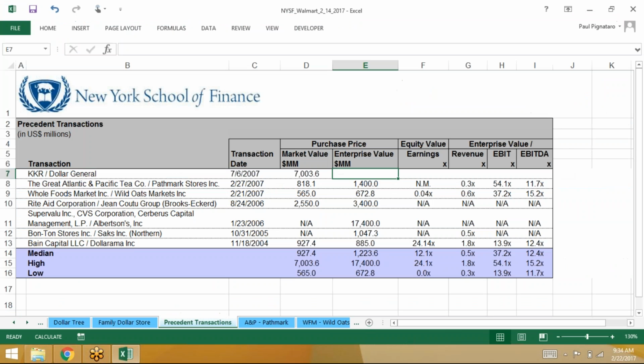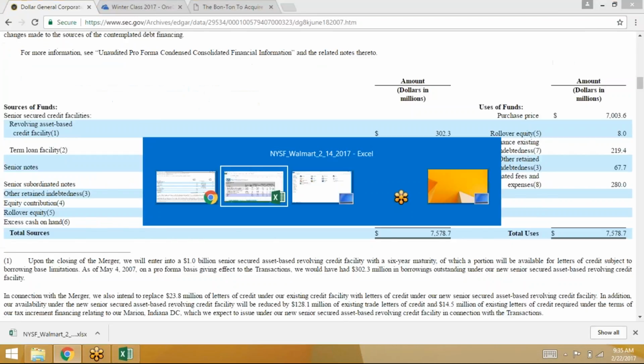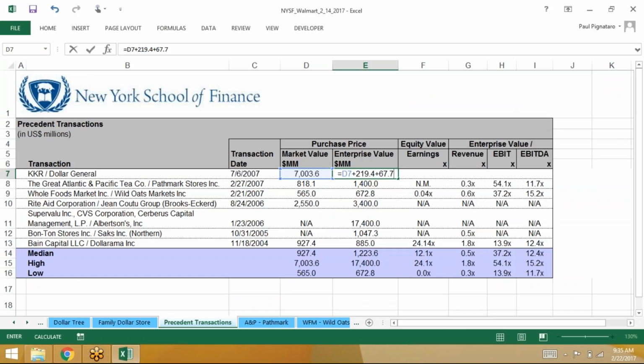So what I'm going to do is enterprise value equals the number above, plus 219.4 plus 67.7. Okay, a little bit more crude. Some people like to do it underneath and then link it up. I like to put it right in here, footnoting everything, where I got everything. So 7,290.7 is the enterprise value.